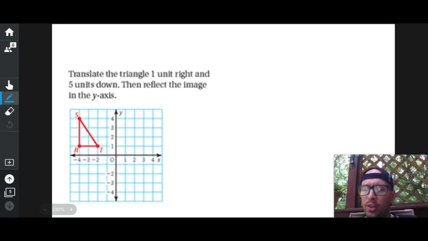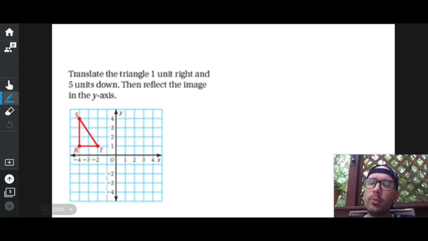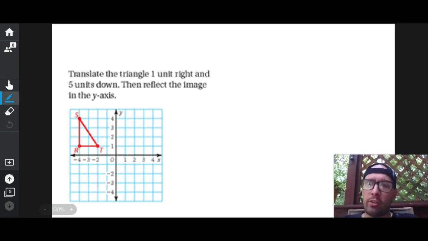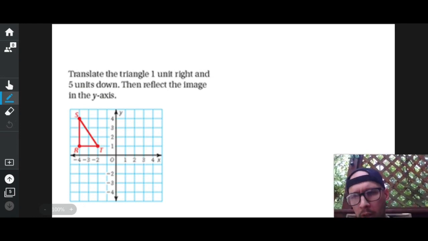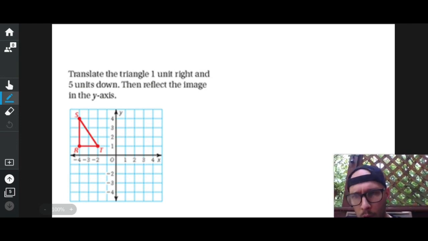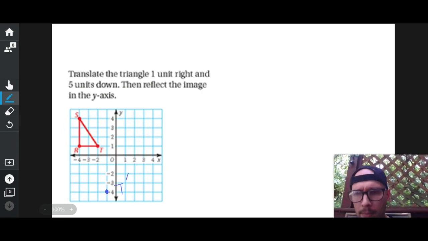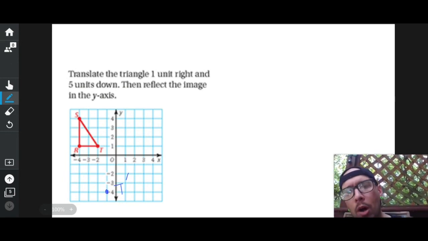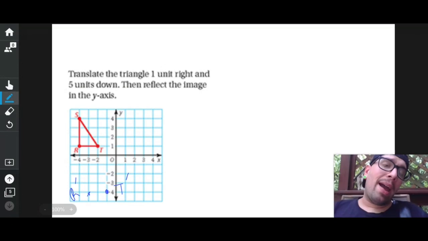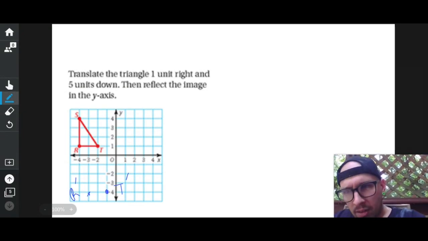Oh no, I have to do 2 things. That's ridiculous. Translate means to move. So when it says translate the triangle 1 unit right and 5 units down, it's no big deal. So I'm going to take T and move it 1 right, 1, 2, 3, 4, 5 units down and call it T prime. Now I have R. I'm going to move that 1 right and down 1, 2, 3, 4, 5, and that's R prime. And now I have S. I'm going to move that 1 right and down 1, 2, 3, 4, 5, and that's S prime.